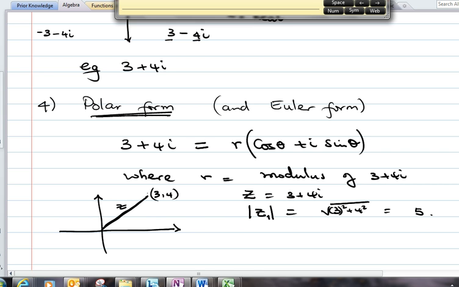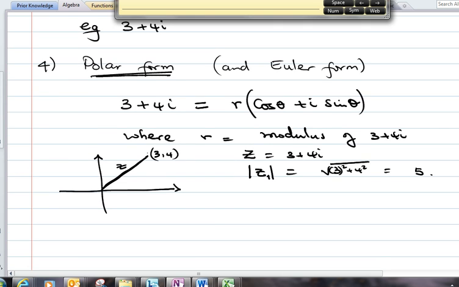Which is the same way we would actually work with vectors if we thought of this complex number as a vector. And theta in this case is called the argument, and this is the angle theta which the complex number makes with the positive x-axis. So in this case, theta would be that angle which our complex number z makes with the positive x-axis.